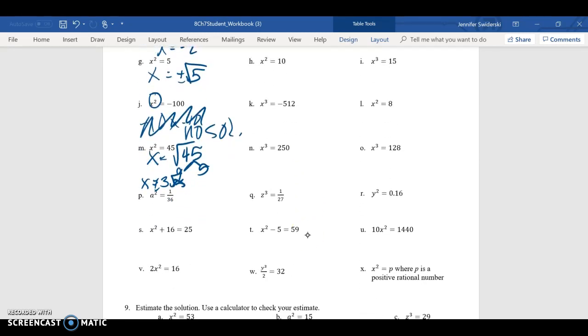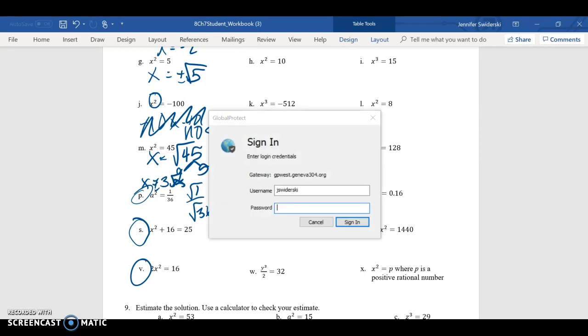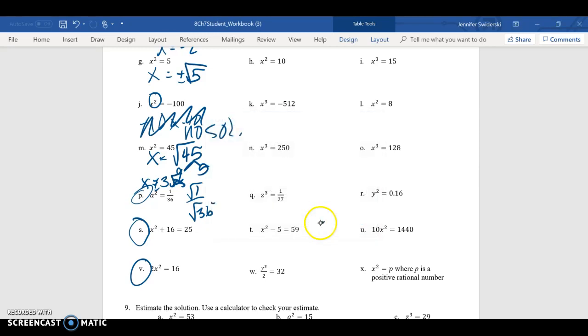Let's go ahead and do P, S, and V. So go ahead and try these, see what you would get. Okay, for P, if you freeze the screen in a minute, think about the square root of 1 over the square root of 36. What would you get? For S, solve like you typically would, and V, same thing. So go ahead, freeze your screen, try them on your own, and I'm going to go ahead and solve.